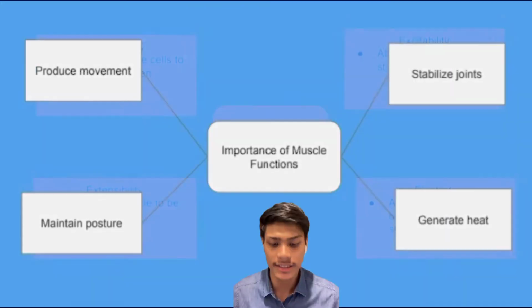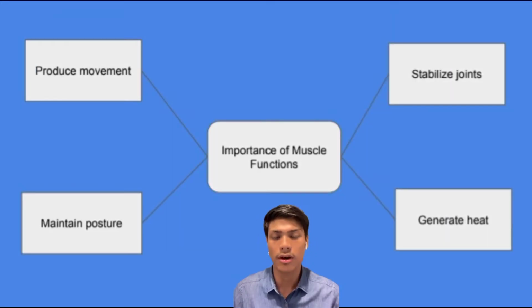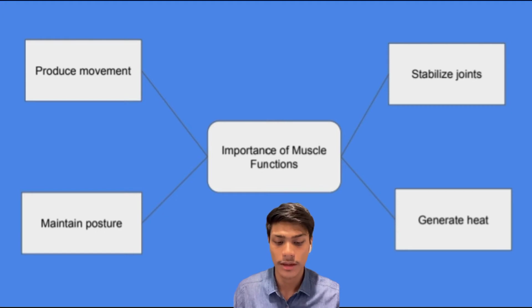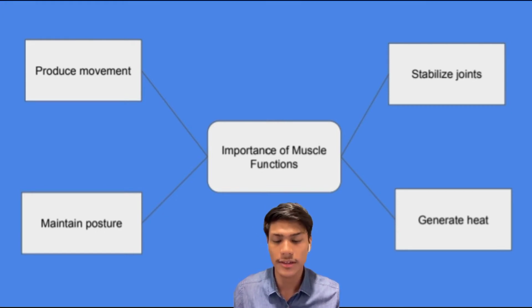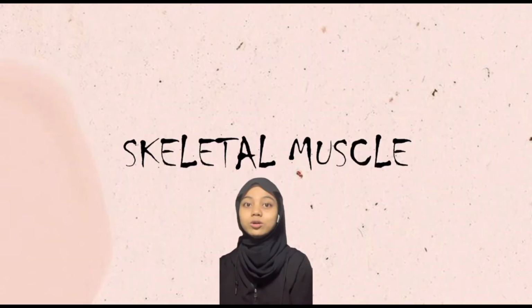Okay, next part is the importance of muscle functions. Number one is to produce movement. The second one is to stabilize joints. The third one is to maintain posture. And lastly, to generate heat. So next, we go to skeletal muscle.